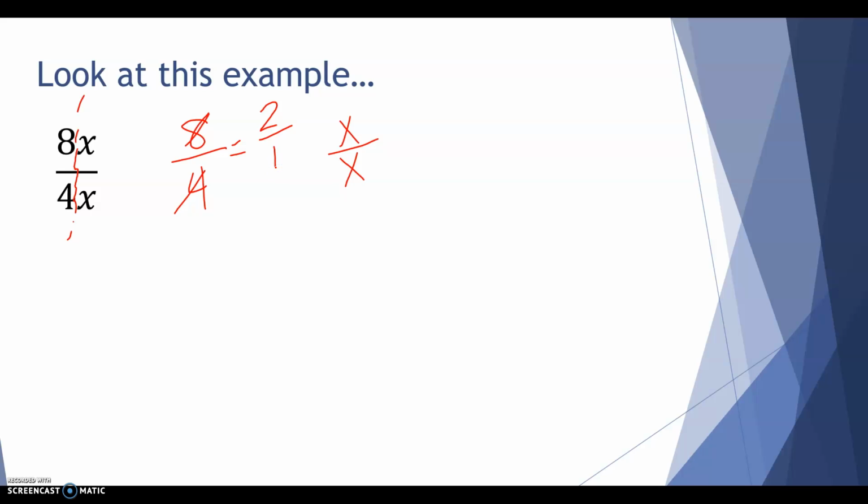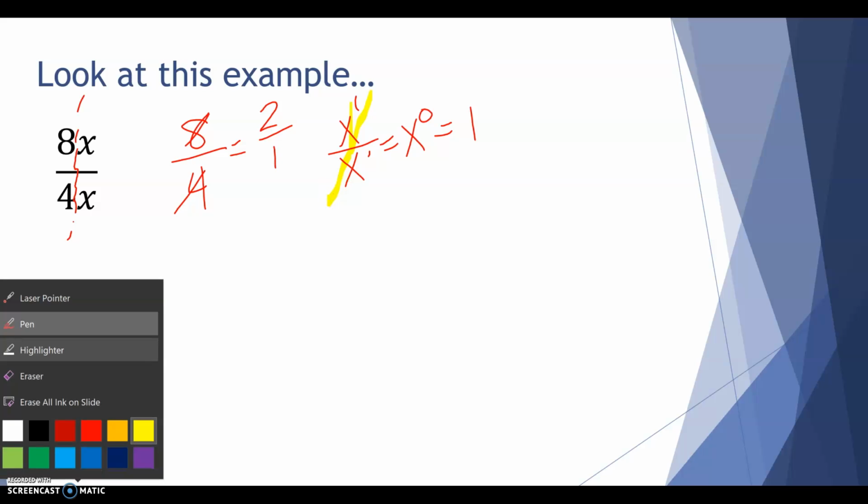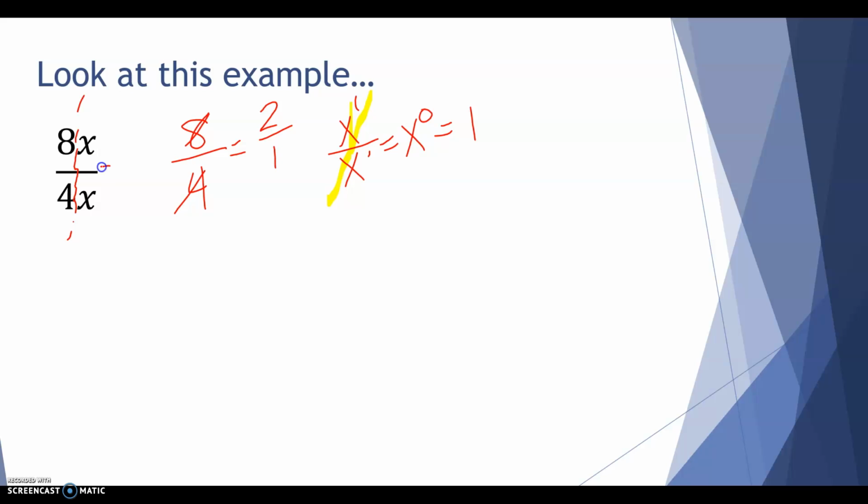Now, x divided by x, technically there are little ones here. And if you know the property from yesterday, if you subtract 1 and 1, you get 0. And if you remember, x to the 0th power is 1. So essentially, this entire thing disappears, leaving you with just an answer of 2 over 1. Okay, so if you have something that has the same exponent, it's automatically going to cancel out.